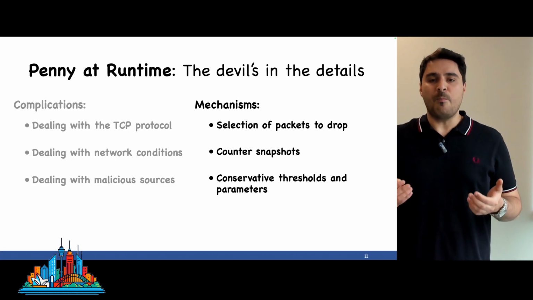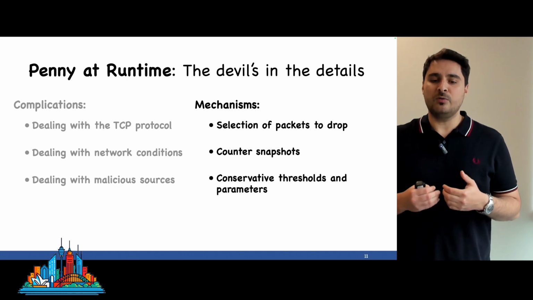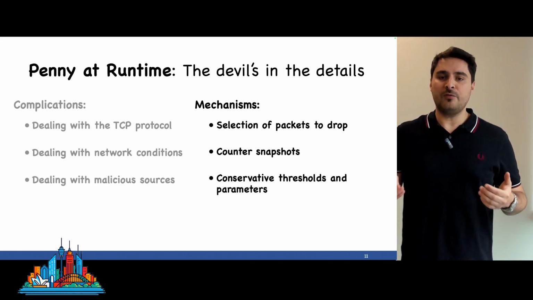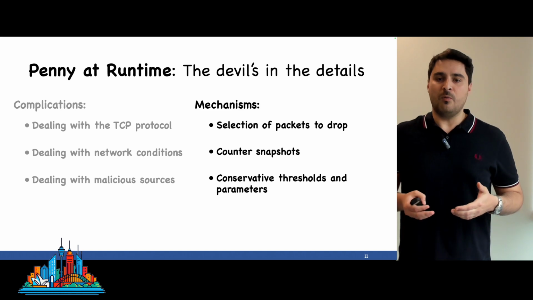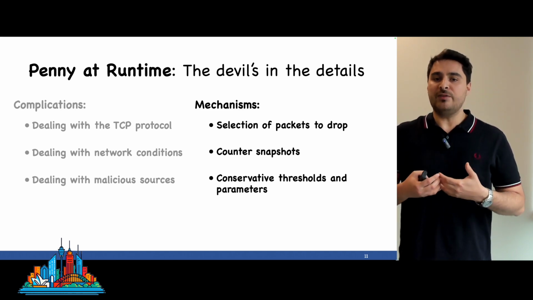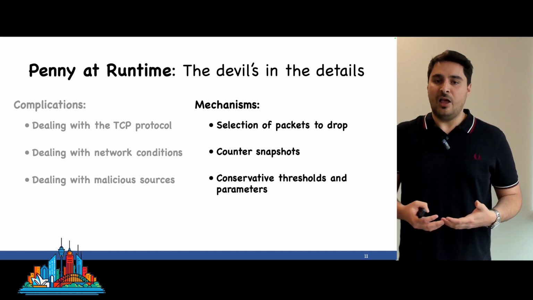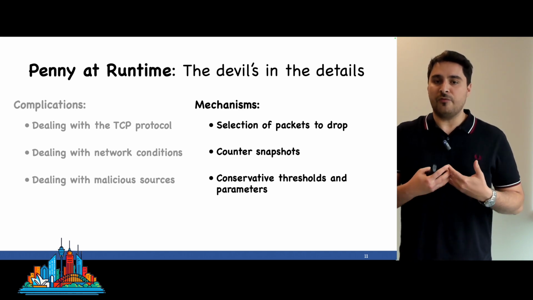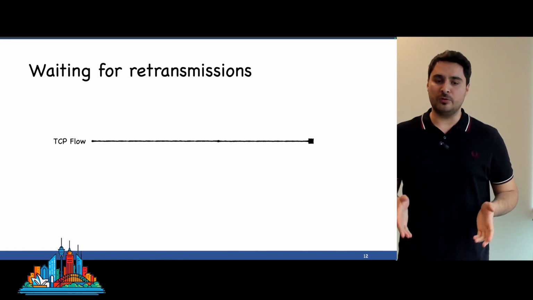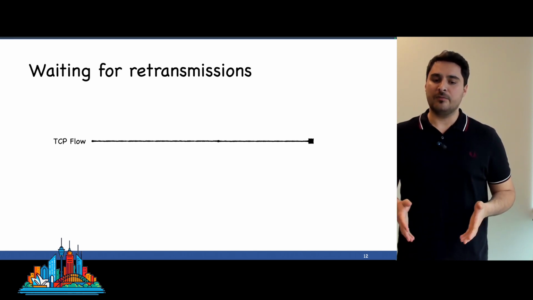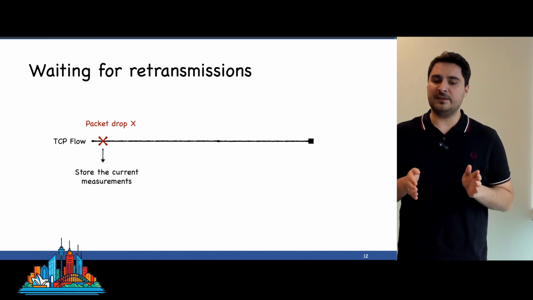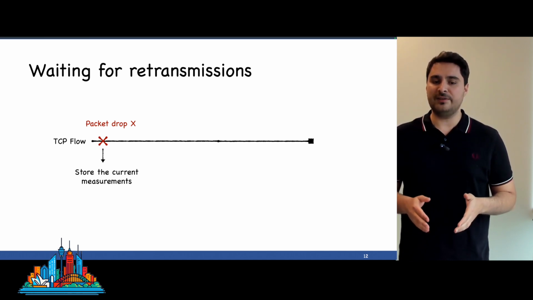To make Penny robust and reliable, we had to handle all these complications and many more. To deal with all these complications, we created a set of mechanisms. And for these mechanisms, the fine detail matters, so I will explain a few of them in the next slides. The first mechanism that I will focus on is, when we drop a packet, for how long should we wait for a retransmission. When we drop a packet, we set a conservative expiration timer of 3 seconds.